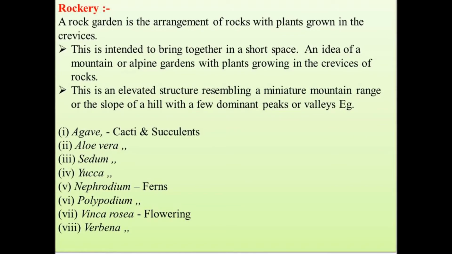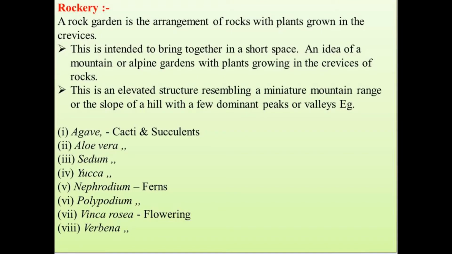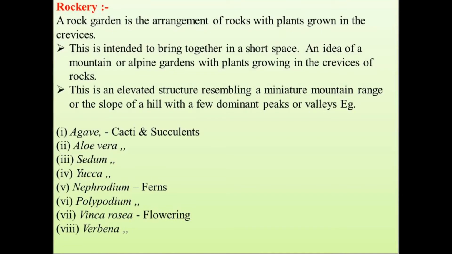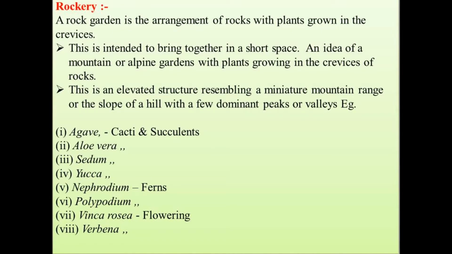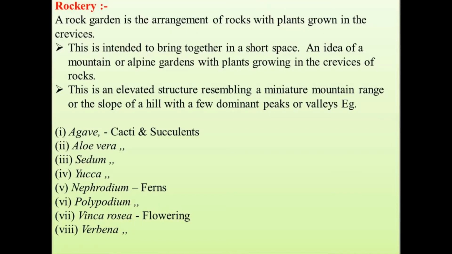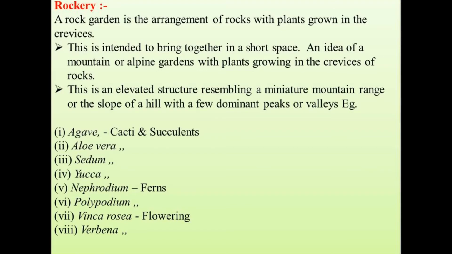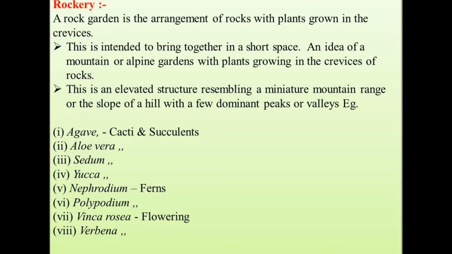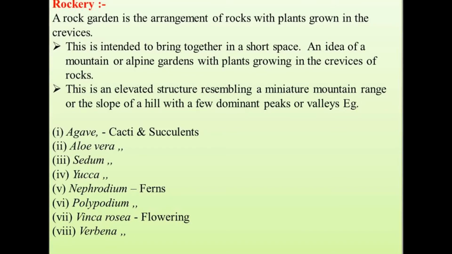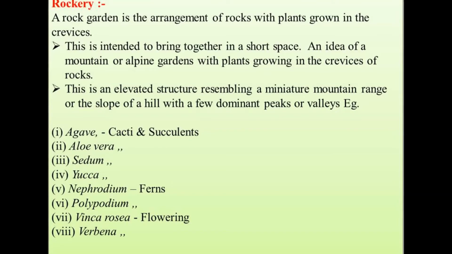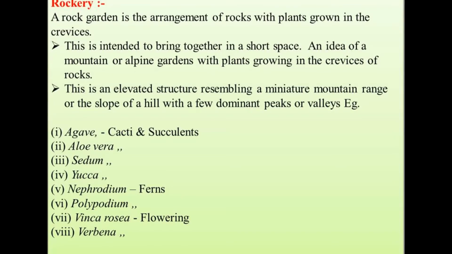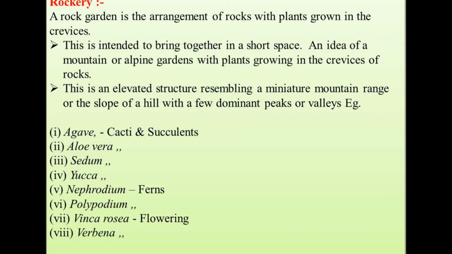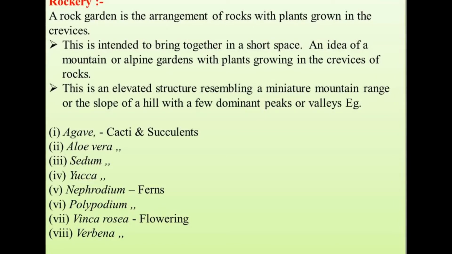Then we discuss the next feature, that is the rockery. A rock garden is the skillful arrangement of rocks relative to each other, and plants are grown in crevices. Here the meaning of crevices is that when stones are placed one upon another, the space between two stones is called a crevice. This crevice portion can be filled up with media, and we can plant plants there for beauty purposes.